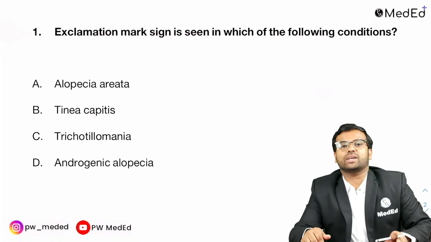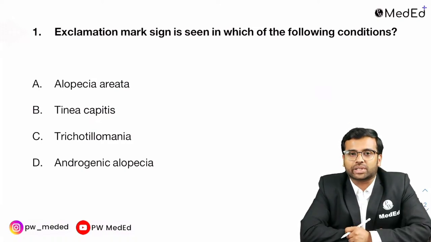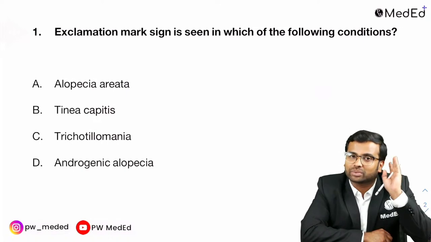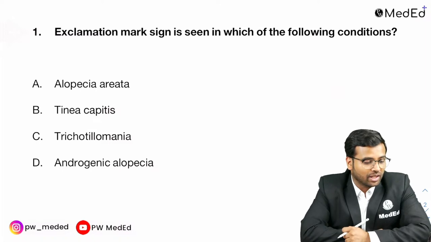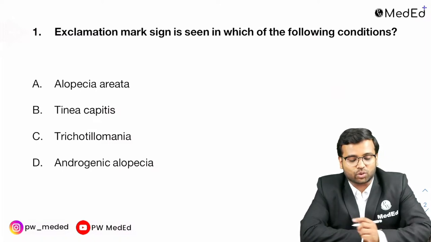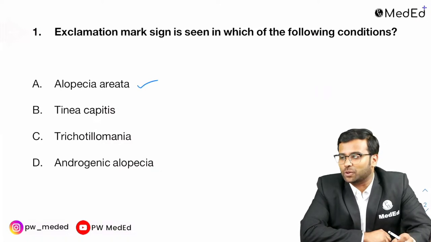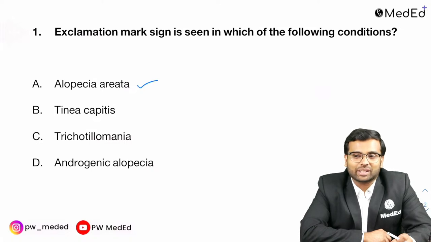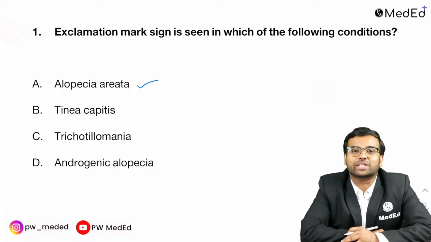Now let us see what this exclamation mark sign is. From all these four options, we get to know that this is something related to the hair. MedPsycho is saying that it is going to be alopecia areata. How many of you are agreeing? Or is there any other answer you would like to share? Here the right answer would be alopecia areata. Raj Rana is also answering. Now, what is alopecia areata?